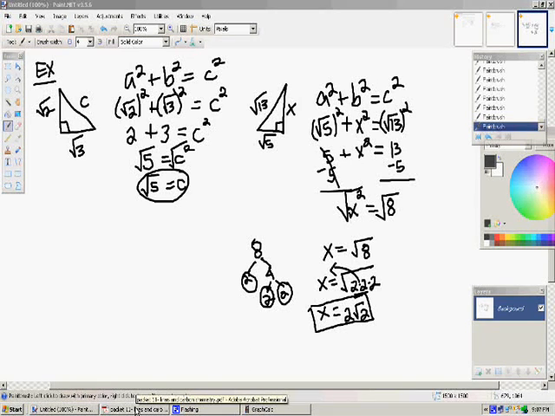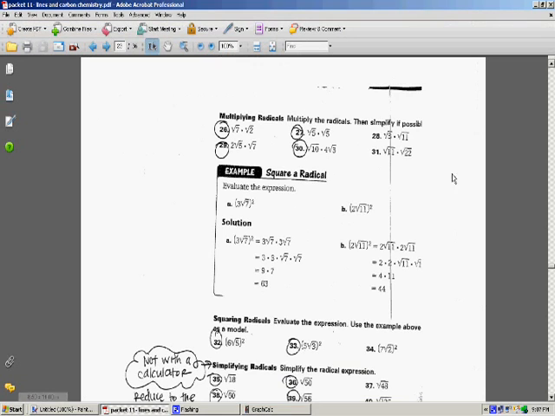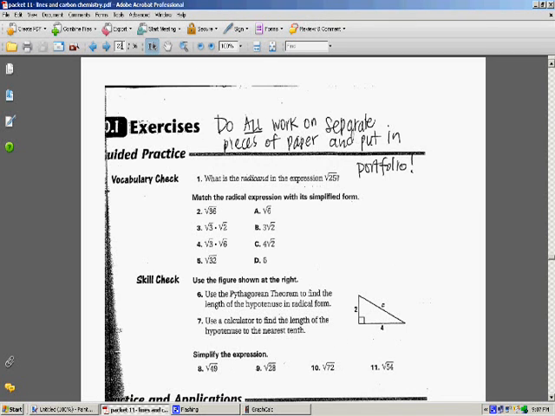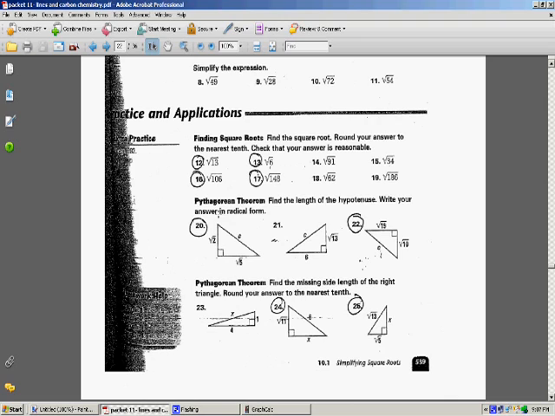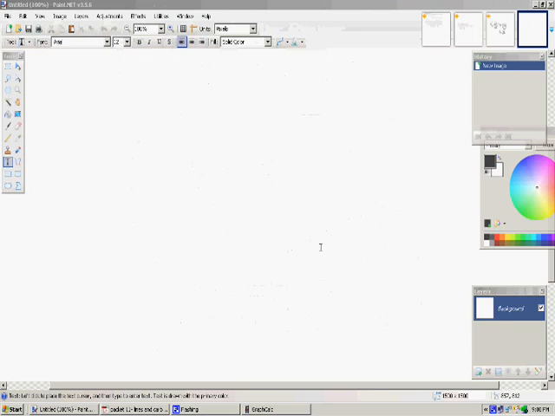So now that you've done this, you can go to page 22 of your packet, and you can try these problems out. The ones that say Pythagorean Theorem.